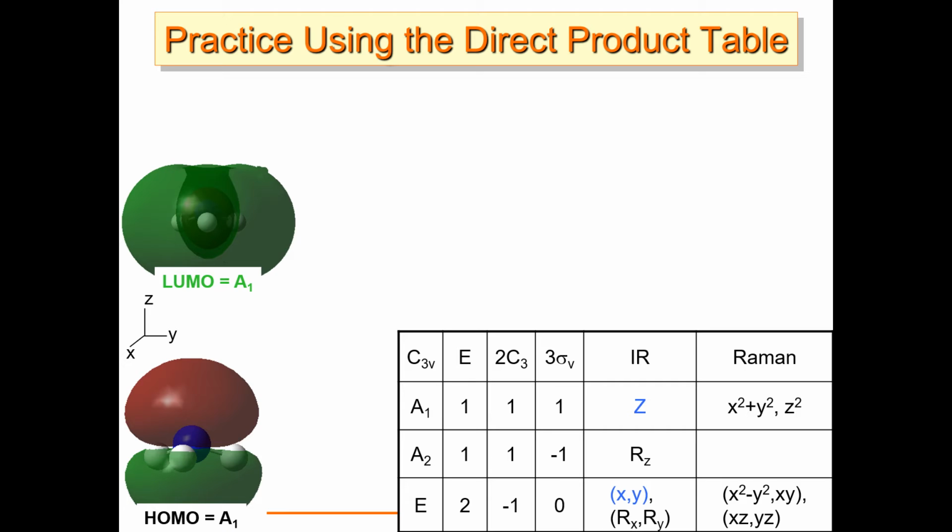The one on the top is a little more difficult to see, but it's symmetric all around the molecule, top and bottom, left and right, etc. And so it's also going to be totally symmetric. It's going to be top row. So the top one will be a little more tricky to assign the symmetry.